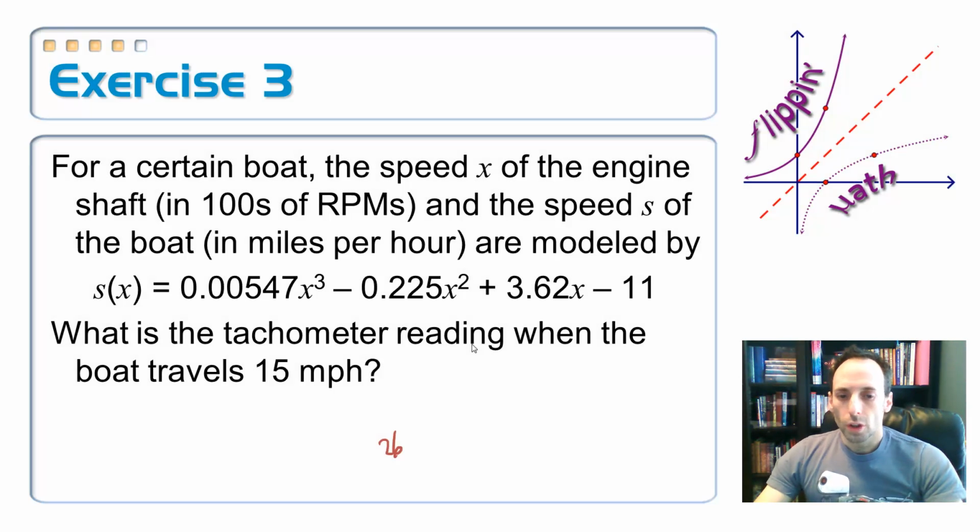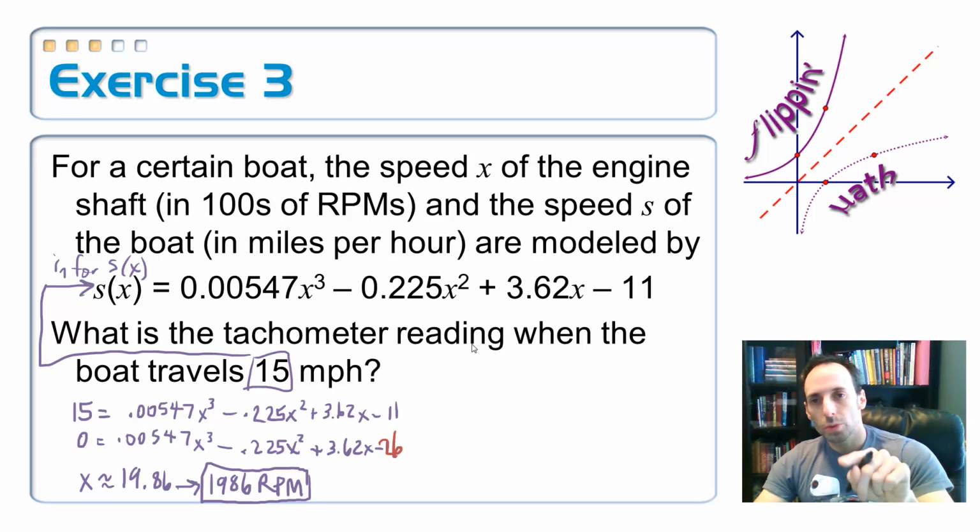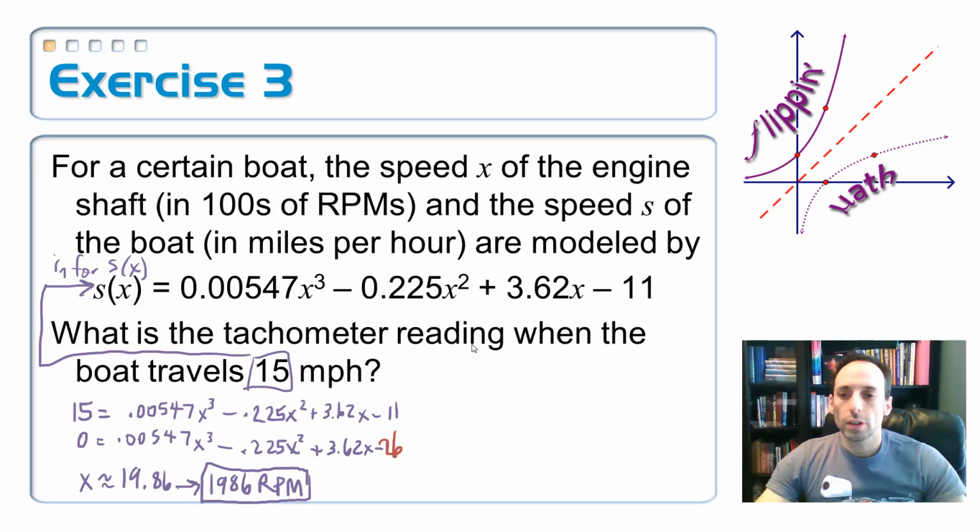Okay, so let me go ahead and call up the math on that. Let's see what that 26 is about. So what you needed to do is take that 15 and plug it in for s, not in for x, because it's the speed of the boat. And we're trying to find out what the RPM is for the engine, which is the x value. So I plugged the 15 in for s, subtracted it over, there's where that negative 26 is coming from. Put that into the calculator and then find where it crosses the x-axis.